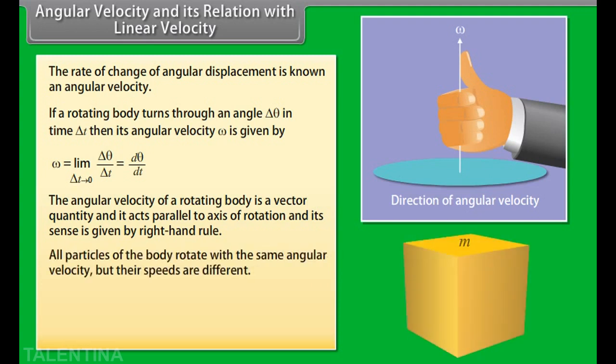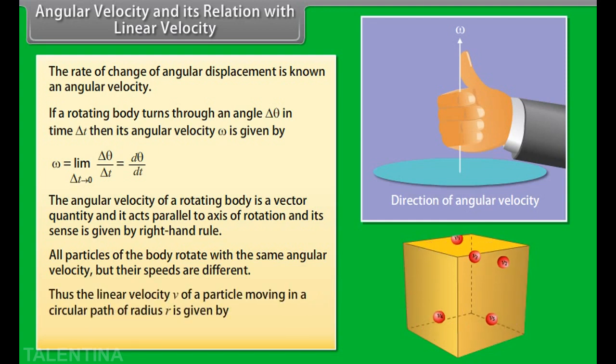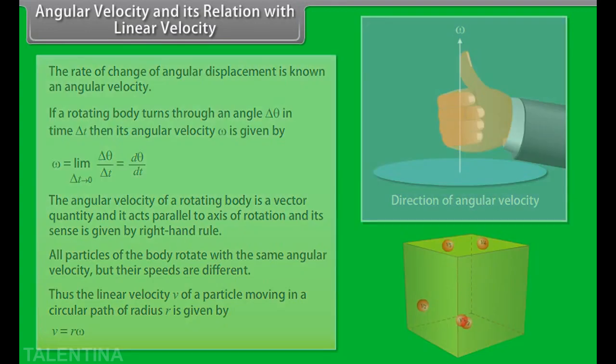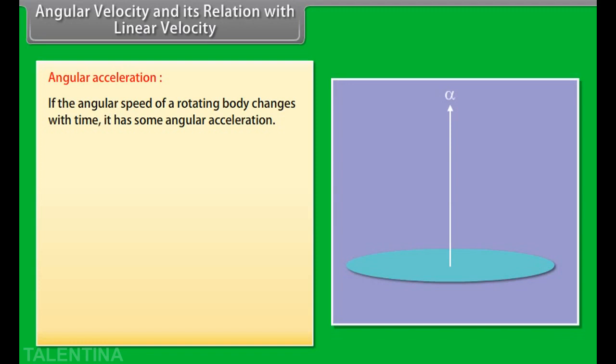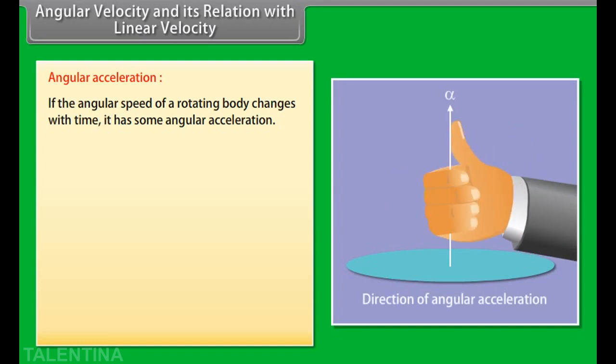All particles of the body rotate with the same angular velocity, but their speeds are different. Thus, the linear velocity v of a particle moving in a circular path of radius r is given by v is equal to r into omega. Angular acceleration. If the angular speed of a rotating body changes with time, it has some angular acceleration. The angular acceleration is the rate of change of angular velocity.